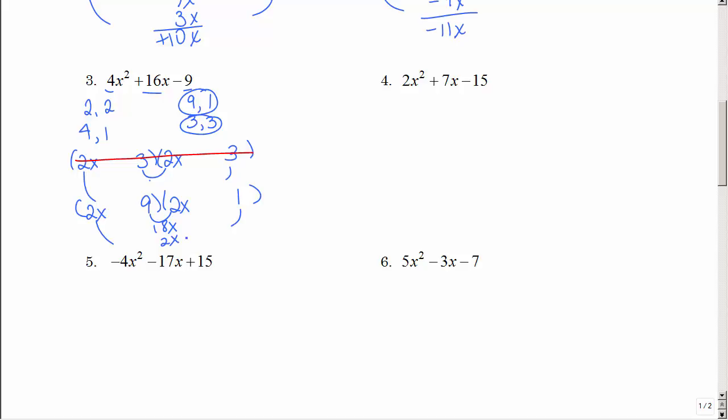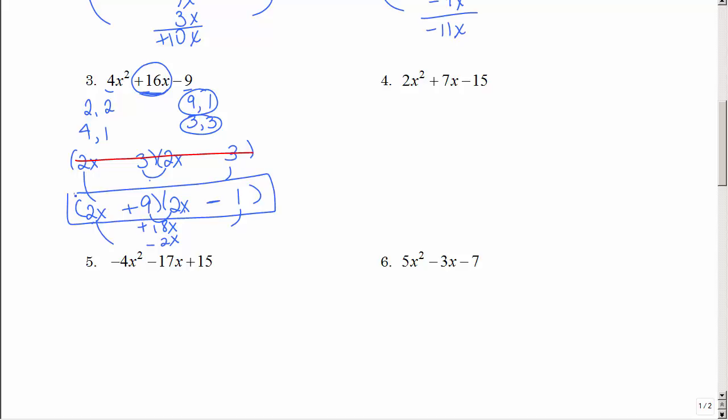Now what can I do with 18 and 2 to get positive 16? Well, the 18 would have to be positive and the 2 would have to be negative. Means this would have to be plus, that would have to be minus. Let's just check it out. 2 times 2 is 4x squared. That's negative 2. That's positive 18. That gives me a positive 16x. And positive 9 times negative 1 is negative 9.